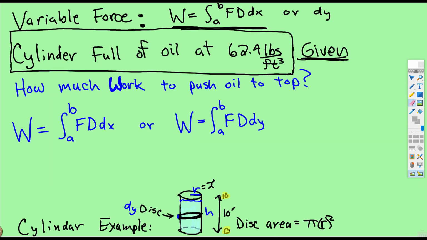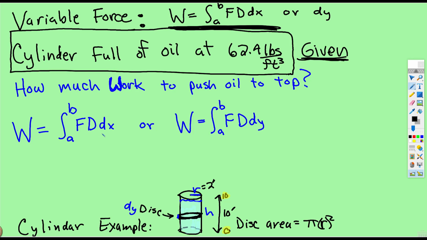Variable force is a little bit different. So variable force is when obviously it's not constantly pushing or pulling at the same rate, because work can be pulling something or pushing something. Again, look at those examples in the book. And this is the setup for finding variable force problem. So here's our situation. We have a cylinder full of oil at 62.4 pounds per cubic feet. That's the given. How much work to push the oil to the top?